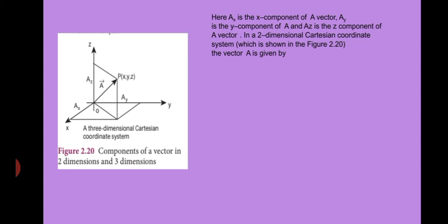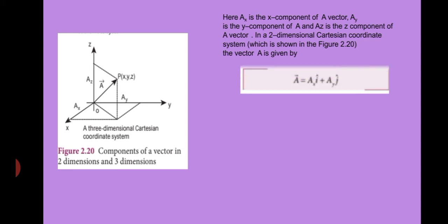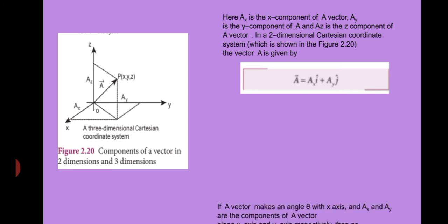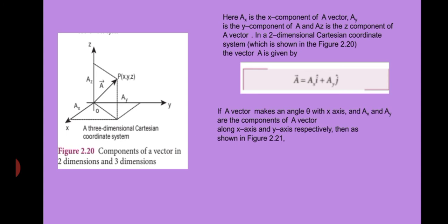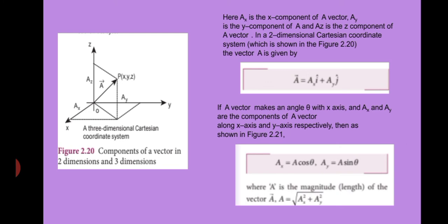In a two-dimensional Cartesian coordinate system, as in the figure, A vector is equal to ax i plus ay j. If the A vector makes an angle theta with the x-axis, and ax and ay are the components of the A vector along the x-axis and y-axis respectively, then as in figure 2.21, ax is equal to A cos theta and ay is equal to A sin theta, where A is the magnitude of the vector, A is equal to root of ax square plus ay square.